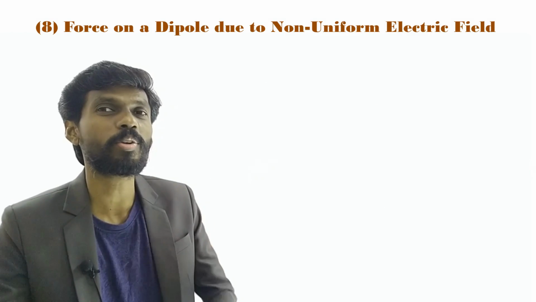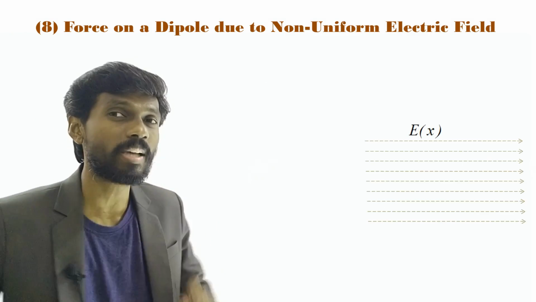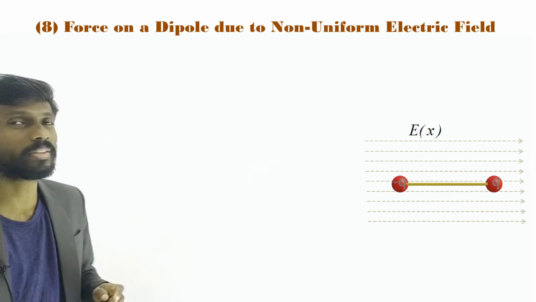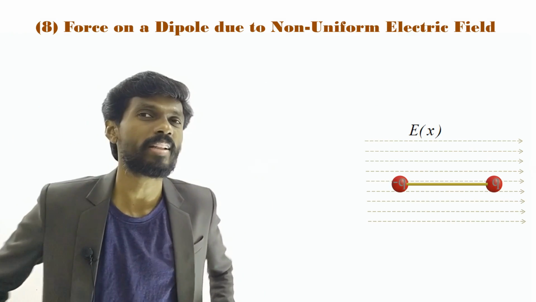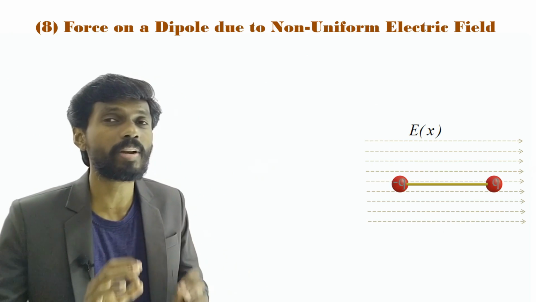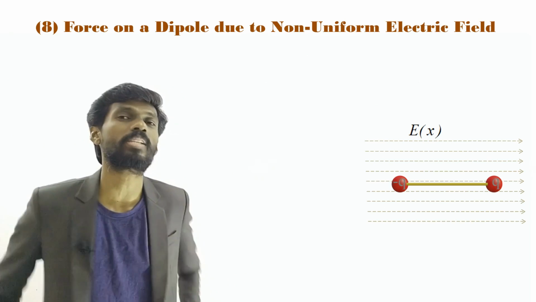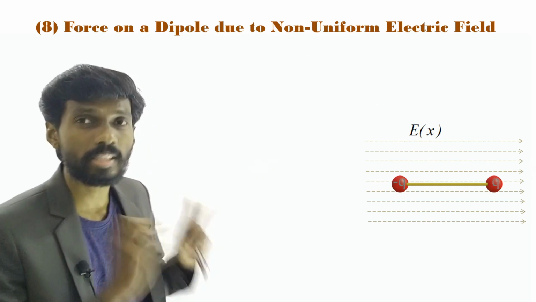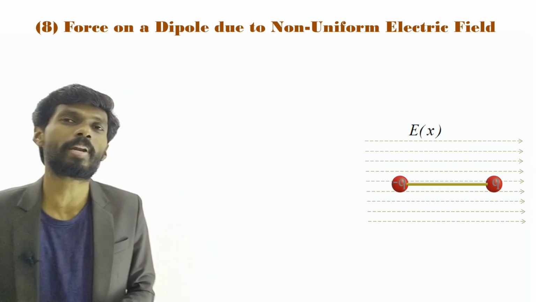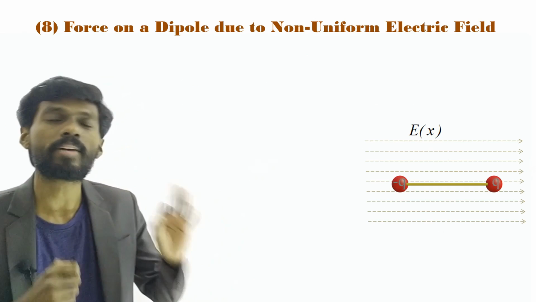This time we have a non-uniform electric field. That means the electric field is a variable. So the force acting on the charge Q and the force acting on the charge minus Q don't have the same magnitude. That means they will not cancel each other, so there will be a net force. That force is what we have to find. In the case of a uniform electric field, the total force is 0. Here it is a non-uniform electric field, so there will be a force that we have to find.